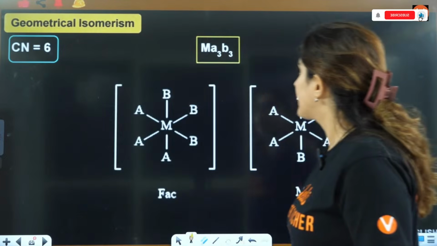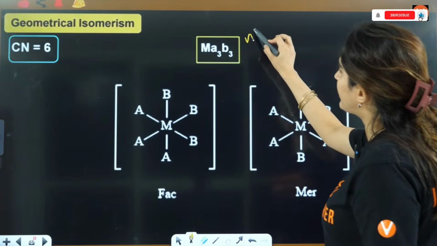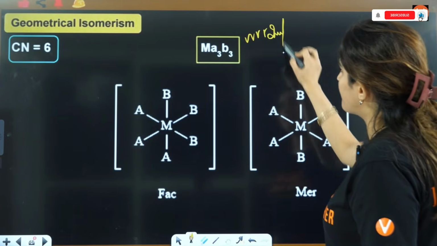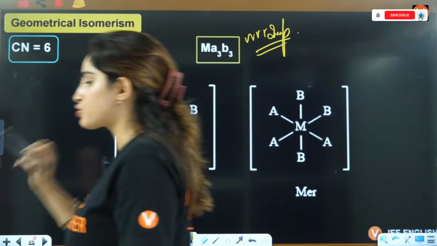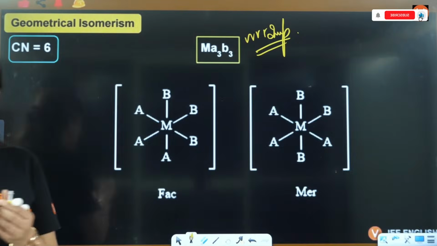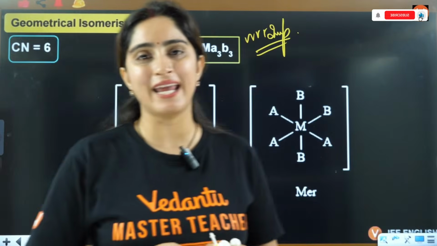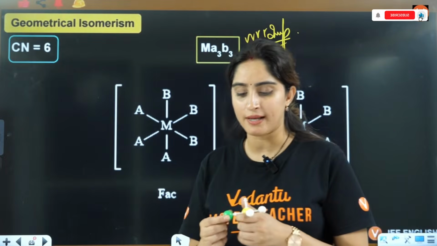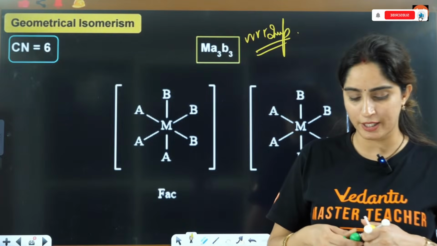Okay. MA3B3, very important. In this case I'll have to show you the diagram as well. Now see, this is also specially mentioned in your NCERT, that's why this is very important, right? Now in this case, MA3B3, you have two kinds of complexes, one is facial, one is meridional.